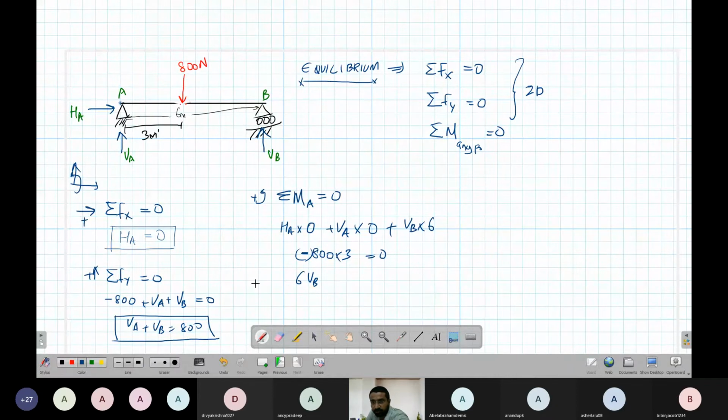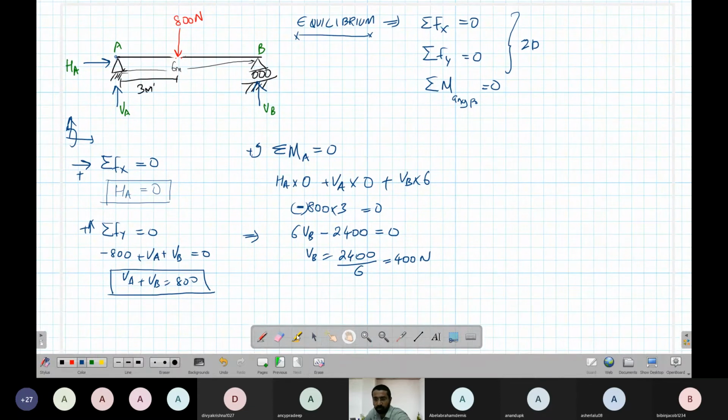So this is equal to 0. 6 VB minus 2400 equals 0. That means VB equals 2400 divided by 6, equal to 400.